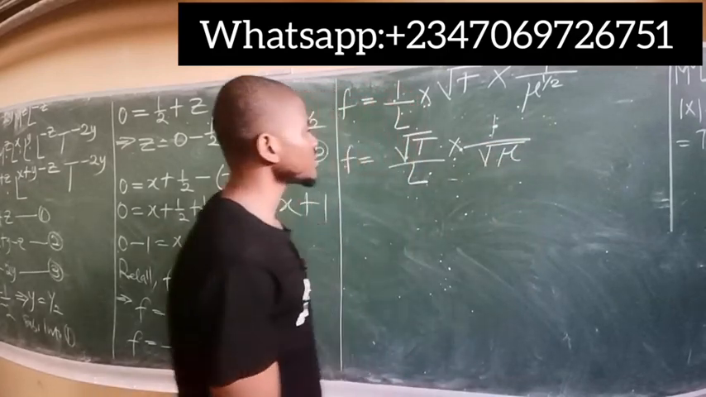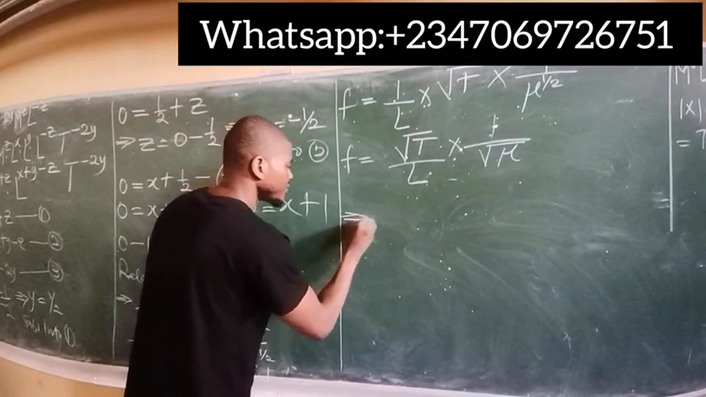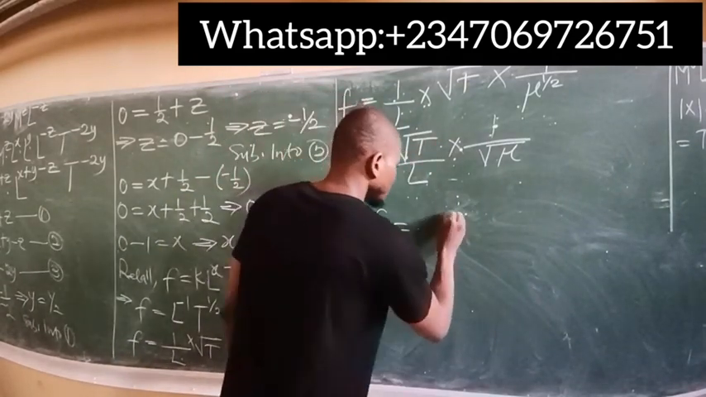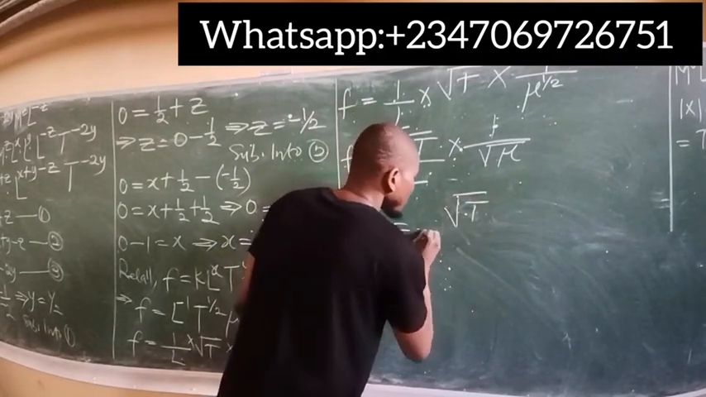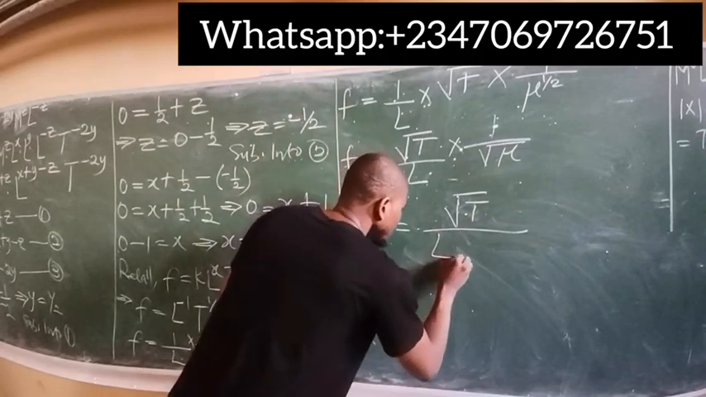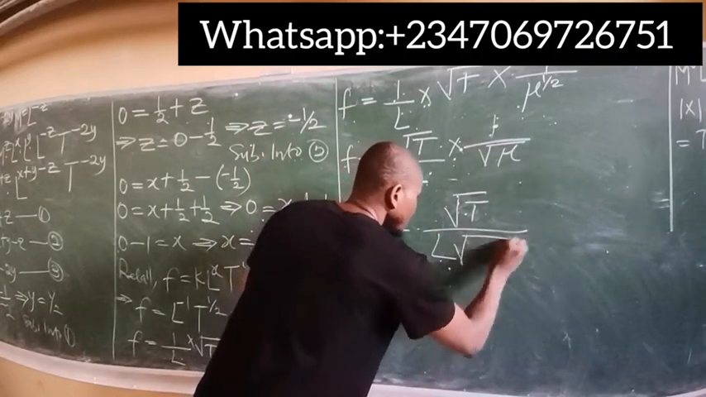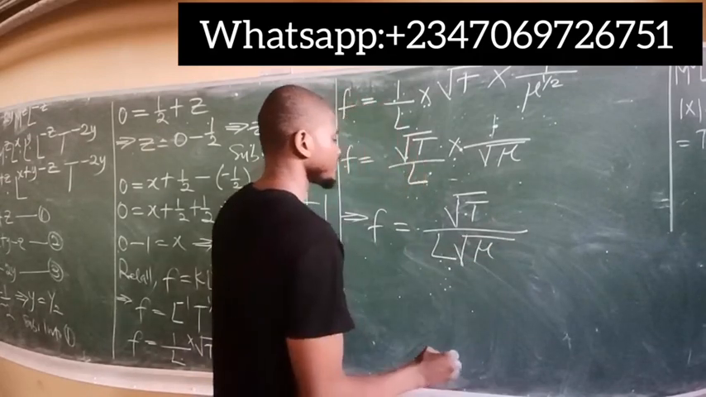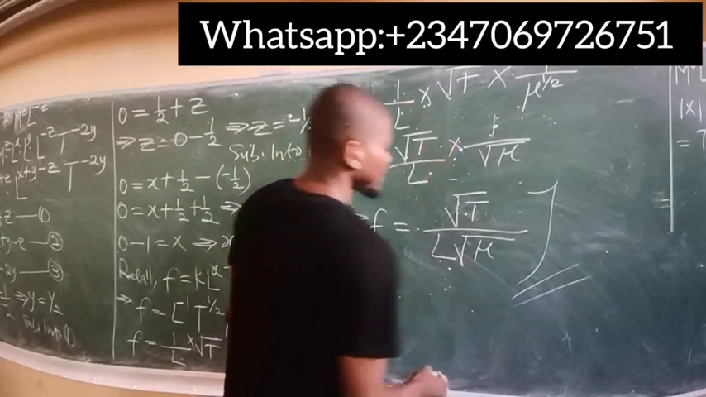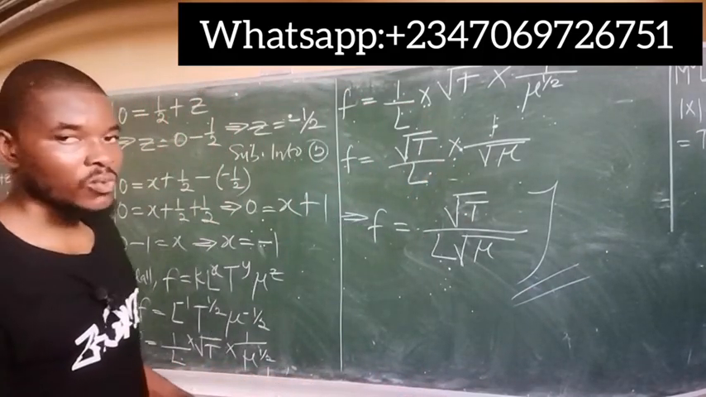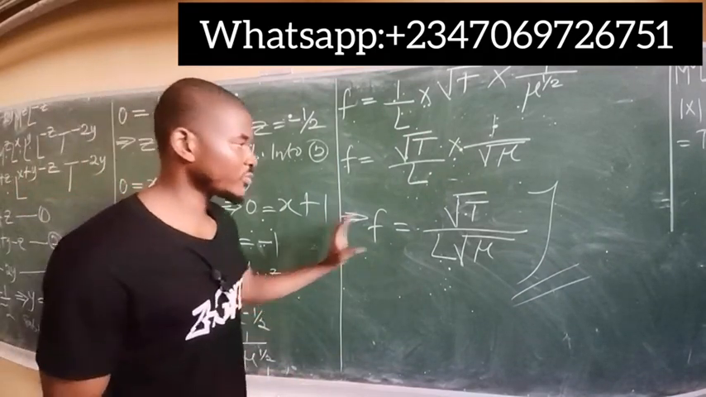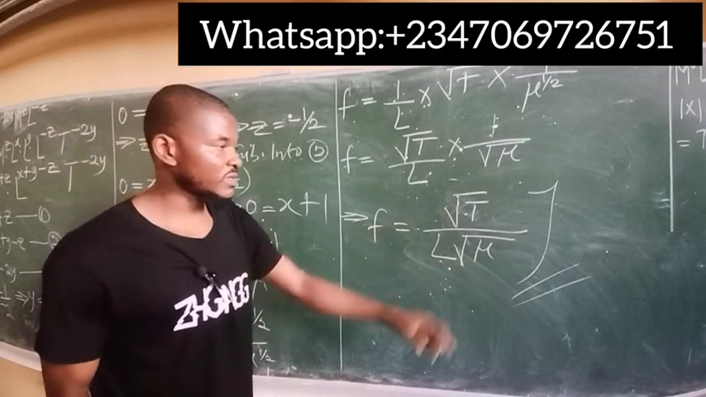So this simply implies that the frequency itself is equal to root T times 1 gives us root T, all over L times root mu, that gives us L root mu. So we simply have this. This could be the accurate dimension of that given quantity. It can be simply written as this. That's the accurate relationship for frequency for that given question.